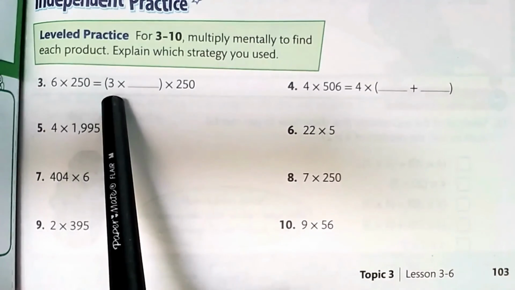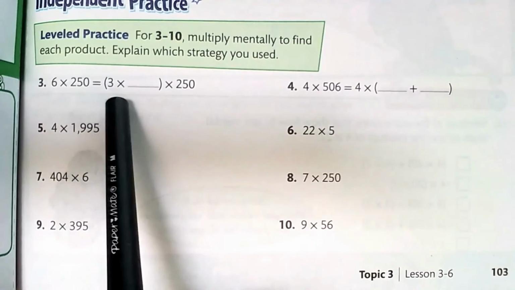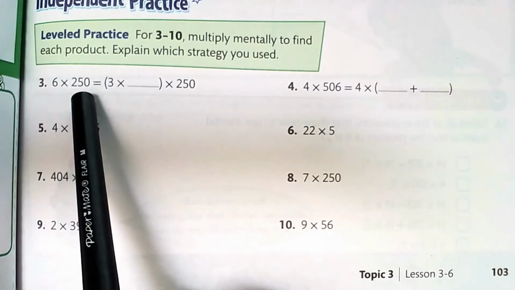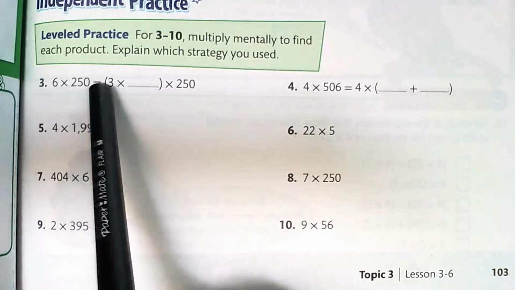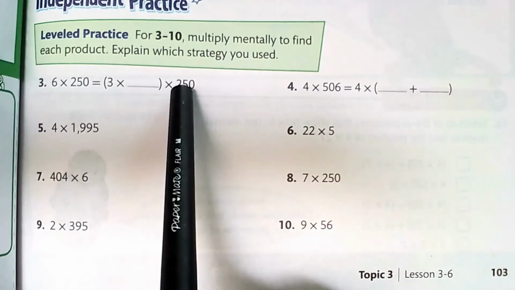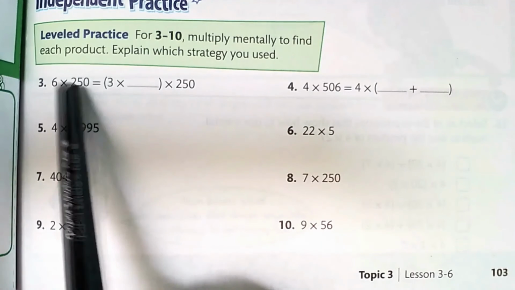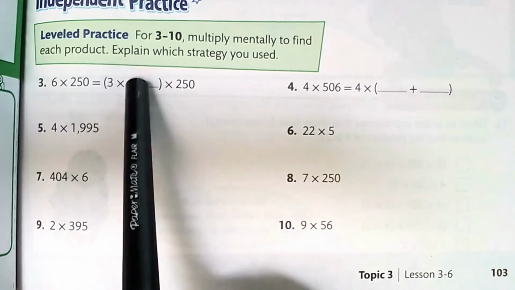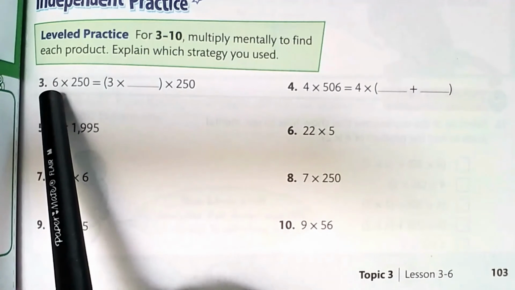So over here you can see that they broke it apart. They started to break apart 6 times 250. So they broke apart the 6 because we see that the 250 is still here on the end. So they didn't break the 250. They broke the 6 into 3 times something. So you have to figure out 3 times what is going to equal 6.